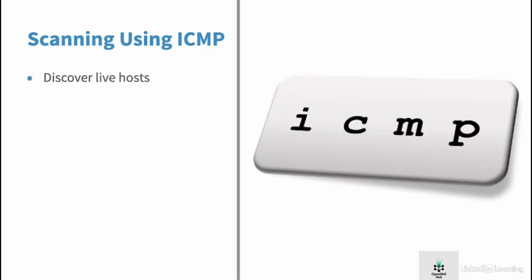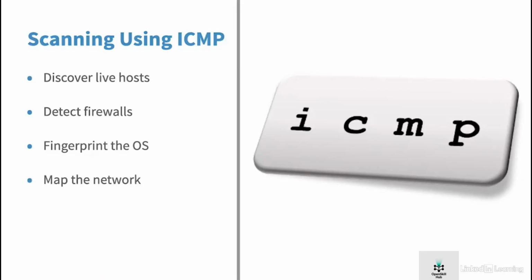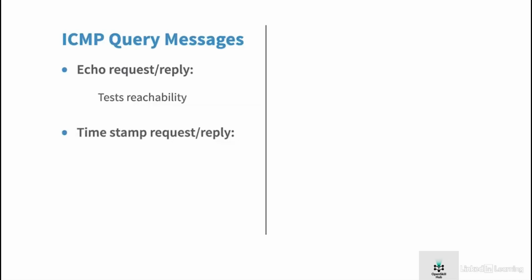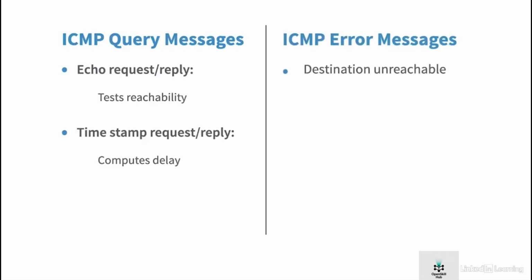ICMP can be used to discover live hosts, detect the presence of firewalls, fingerprint the operating system, and map the network. When using ICMP during a ping sweep, you'll commonly see some query messages. Those include echo request reply, which is used to test for reachability, and timestamp request reply, which is used to compute delay between timestamps. In addition, you'll see error messages, and those include destination unreachable, redirect, time exceeded, and parameter problem.